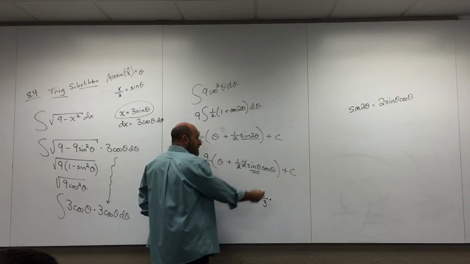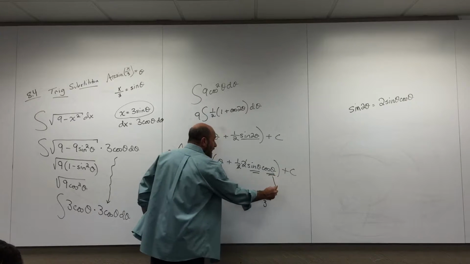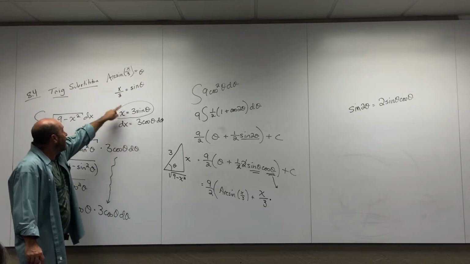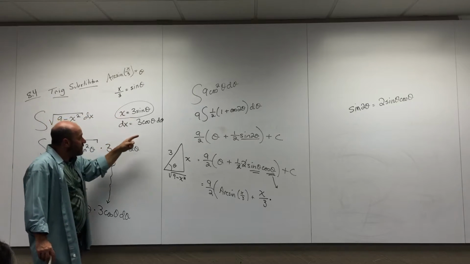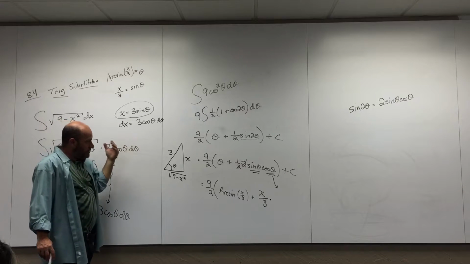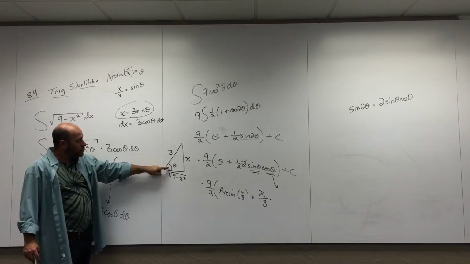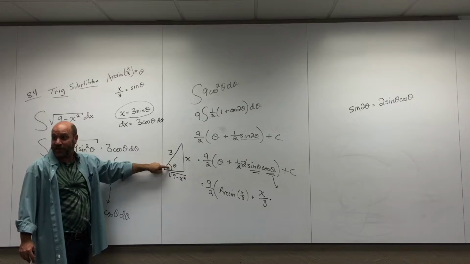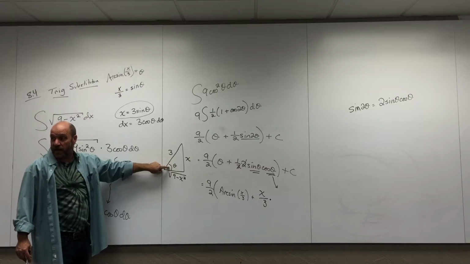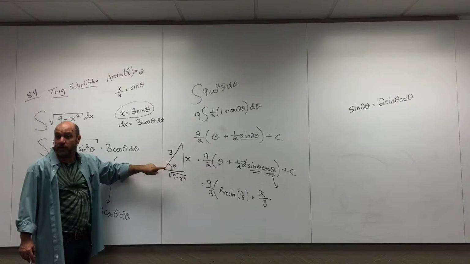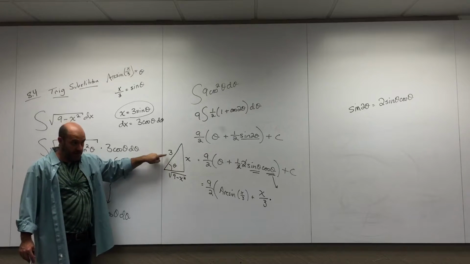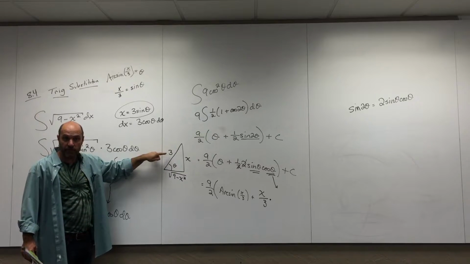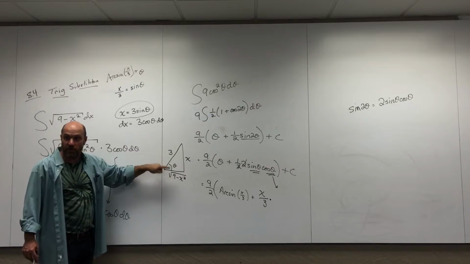So now I need the cosine of theta. Okay, what's the cosine of theta? Well, it's not anywhere, but if I look at the triangle, I can do anything from this triangle. I can do the tangent of theta, I can do the secant of theta, I can do anything you want from this triangle. Anyway, what's the cosine of theta? Square root of 9 minus x squared over 3. Adjacent over hypotenuse. So this square root over 3.